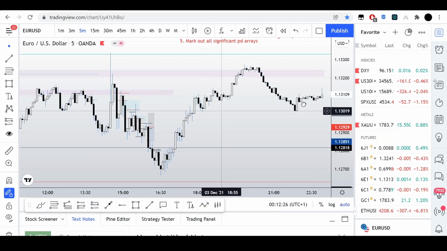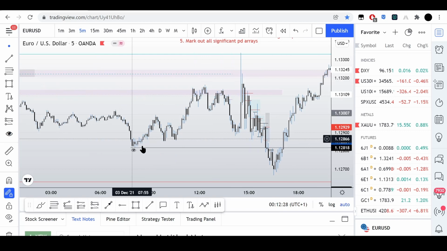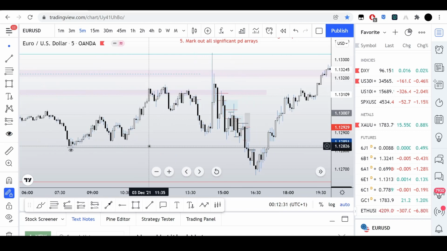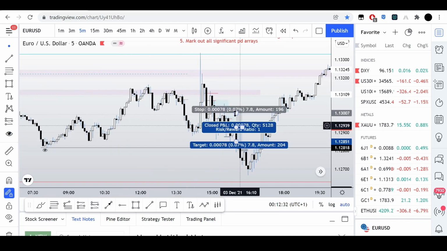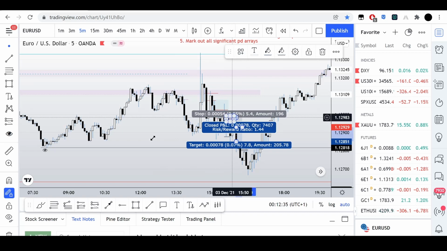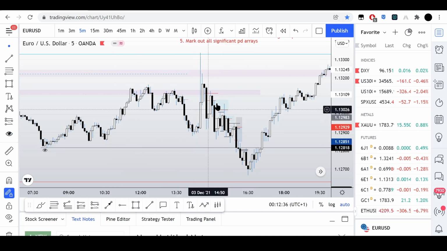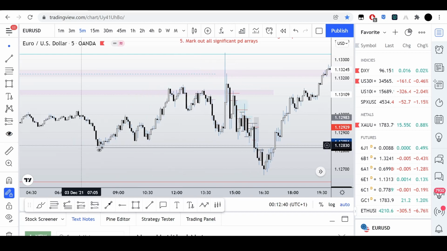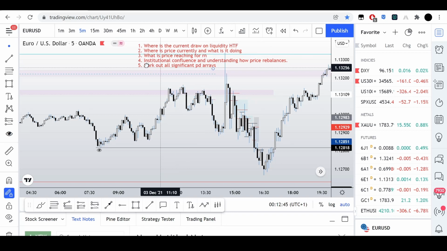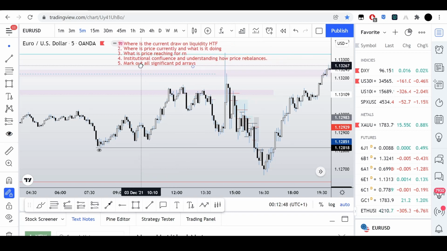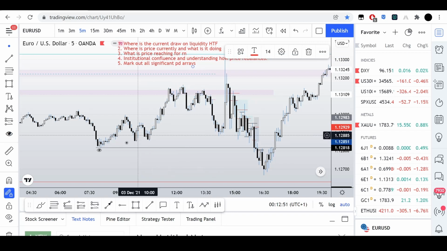When it took out this consolidation here, that was your target. Your target is in the consolidation. So look how many times price would have given you an entry to get to the draw on liquidity. That's what I'm saying. You have to know where your draw is. Where is the draw on liquidity? Higher time frame, where's the draw? Current draw, what is price reaching for right now? This is what price was reaching for.